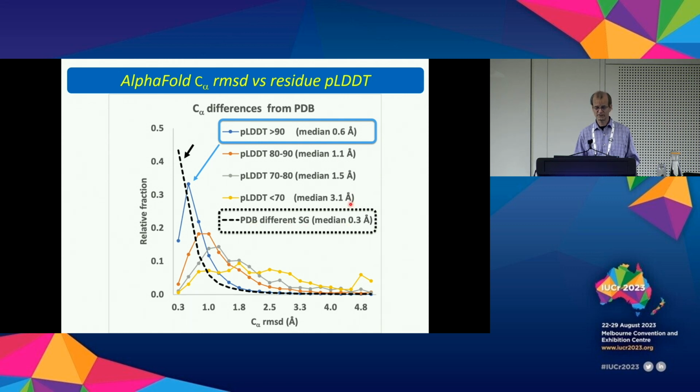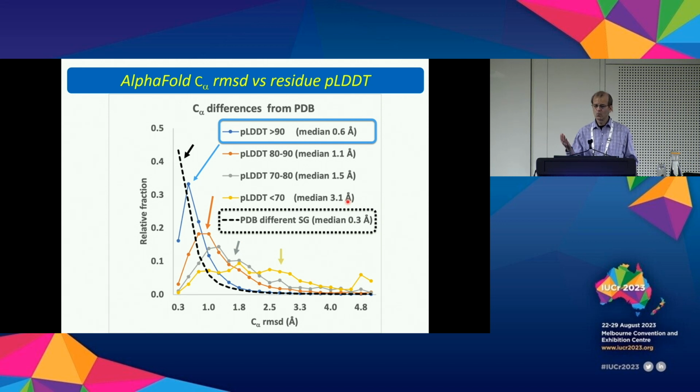It's twice that. And once you fall off in confidence, the ones that are 80 to 90 have a median of 1.1, so it's twice as big. 70 to 80 is 3 times as big, 1.5. By the time you're below PLDDT of 70, this is lower confidence, but not considered zero confidence. Now the median is 3.1 angstroms. So these predictions are useful for something, but in terms of identifying what's in contact with what, not so useful.